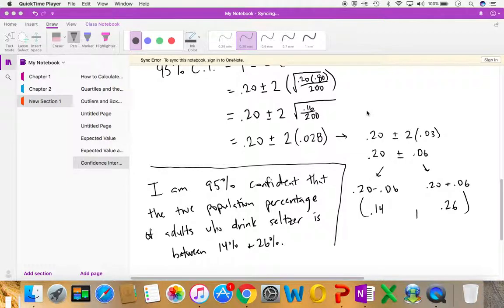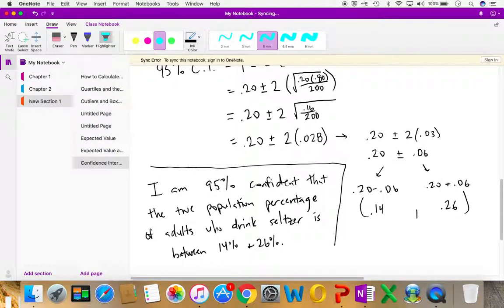In this video, we're going to continue our discussion of confidence intervals, and more specifically, we're going to try and interpret what a confidence interval truly is. In the previous video, if you watched it, we went through a sample proportion of 20% of adults drinking seltzer. We came up with a standard deviation of roughly 3%. We used our margin of error, and then we came up with an interval of 14% to 26%.